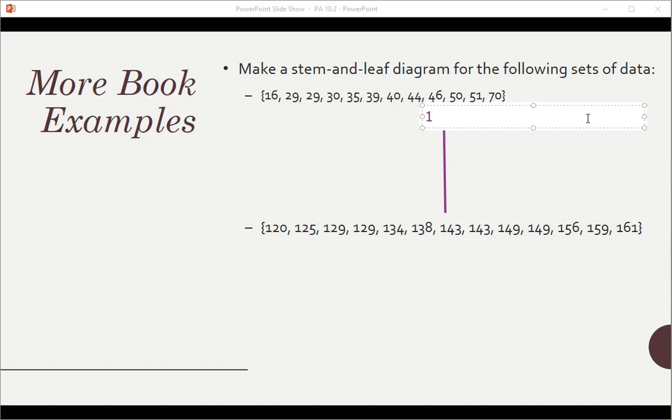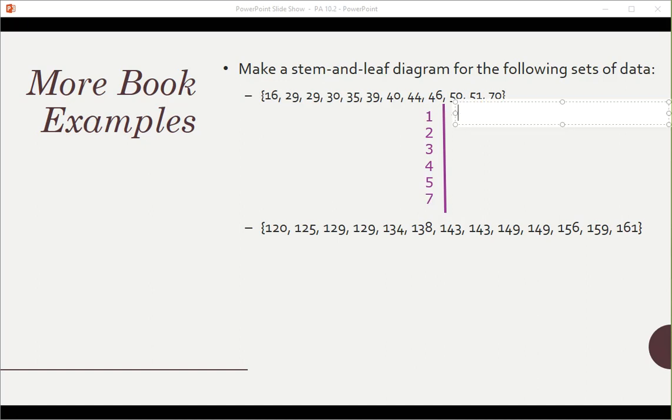So I have one number in the teens, two numbers in the 20s, 1, 2, 3 numbers in the 30s, 3 numbers in the 40s, numbers in the 50s. I don't have anything in the 60s, so I don't have to put that there. Then I also have a number in the 70s.